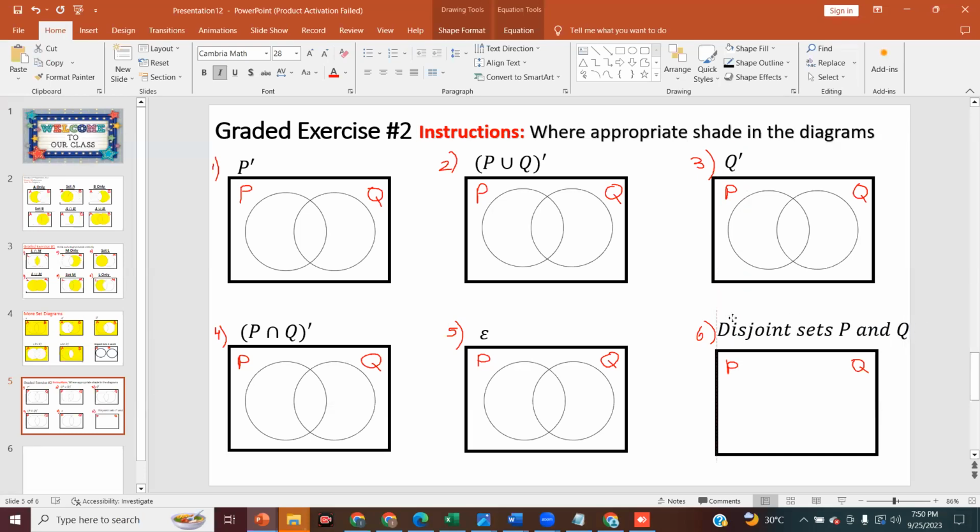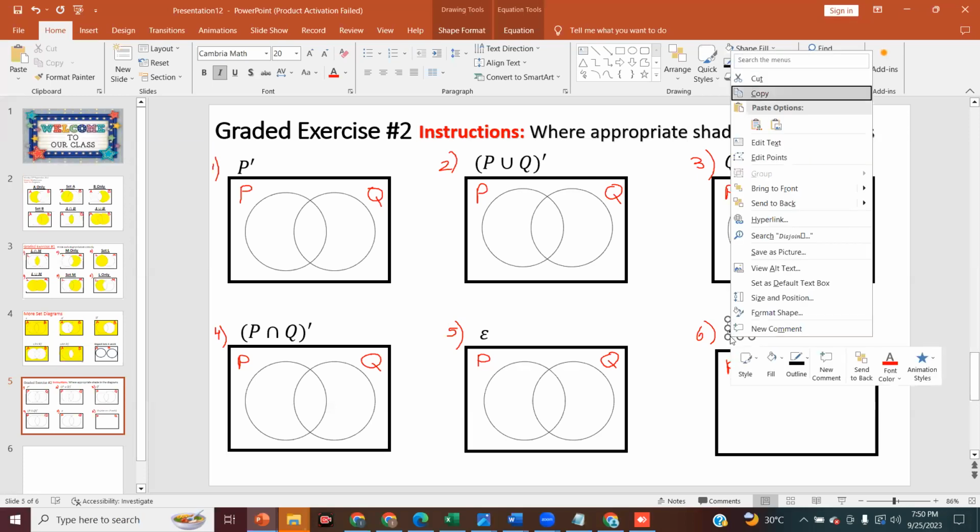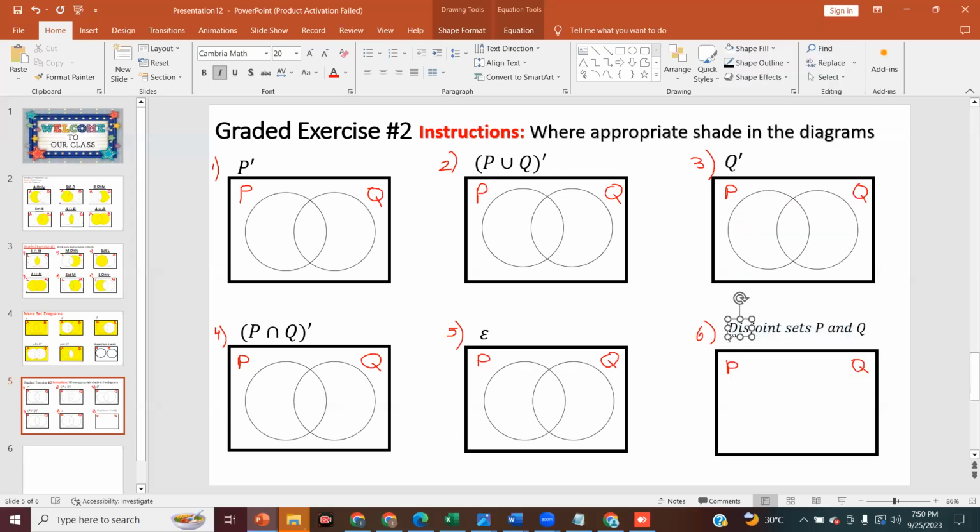All right, once you finish, take a picture of your work, including your notes, and send it to me via WhatsApp. Again, once you're finished, take a picture of your work and send it to me via WhatsApp.